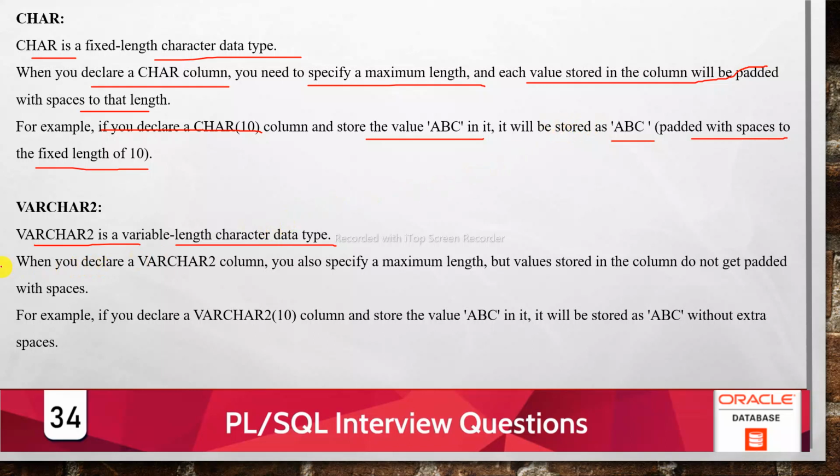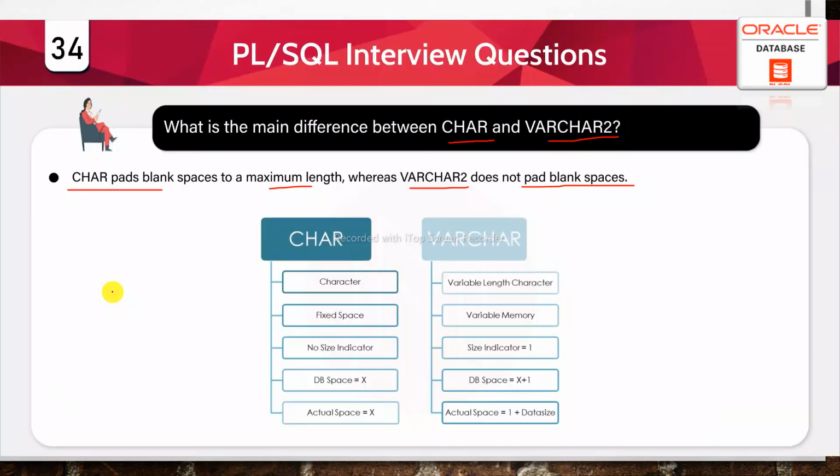On the other hand, what does varchar2 do? When you declare a varchar2 column, you also specify the maximum length, but values stored in the column do not get padded with spaces. For example, if you declare varchar2 of the same size, 10, and store the value ABC in it, it will be stored as ABC without extra spaces. So this is the basic difference between varchar2 and character.